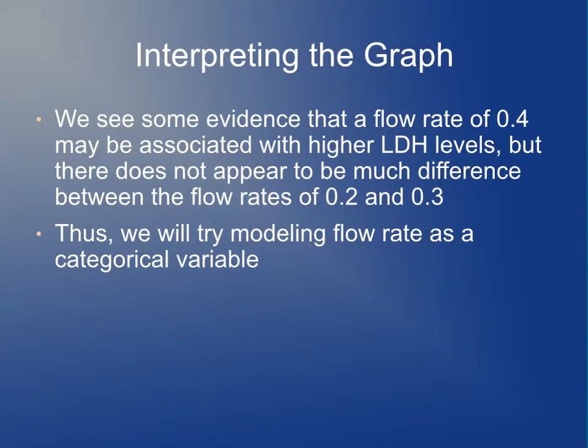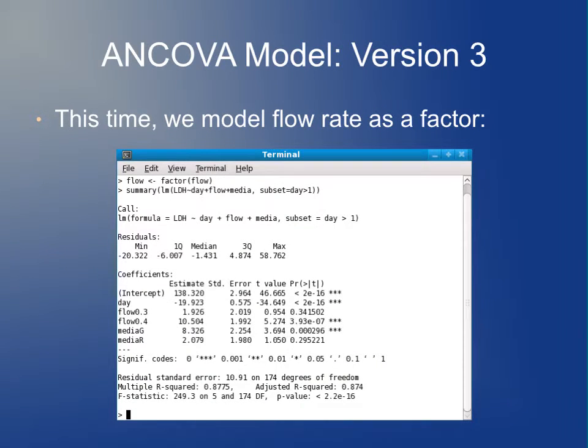So anyway, there's some evidence that a flow rate of 0.4 may be associated with higher LDH level, but we don't see a lot of difference between 0.2 and 0.3, so that suggests to me maybe we should model this as categorical rather than continuous. There's only 3 possible values, so you could treat it as categorical. If there's no difference between 2 and 3, but there is a difference between 4 and the other 2 groups, maybe we should do it as categorical.